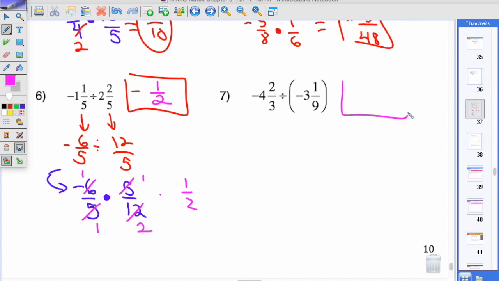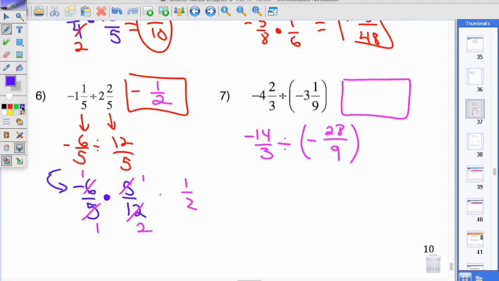Number 7, again, has mixed numbers, and with 2 negatives that we're dividing, our answer is going to be positive. And now we're going to rewrite it, so 3 times 4 plus 2 gives you negative 14/3. We're still keeping it in division. We're dividing it by a negative, and 9 times 3 is 27, plus 1 is 28/9.